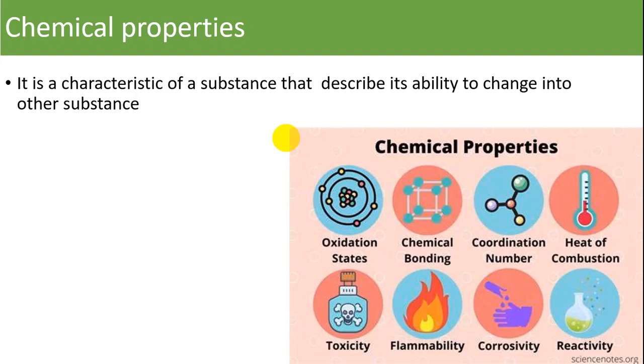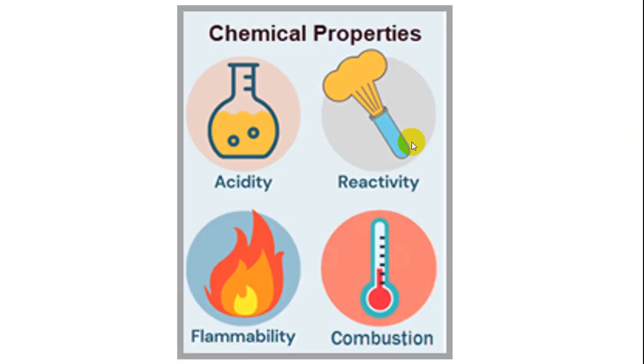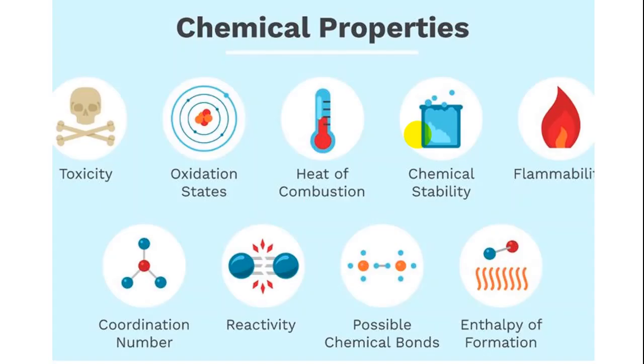Chemical properties include oxidation, chemical bonding, coordination number, heat of combustion, toxicity, flammability, corrosivity, and also reactivity. Also, other examples of chemical properties are acidity and reactivity. Some substances can be reactive, while other substances cannot react easily, so they are classified as unreactive or inert substances. So toxicity, oxidation state, heat of combustion, chemical stability, flammability, enthalpy of formation, possible chemical bonds, reactivity, coordination number, all of them are classified as chemical properties.